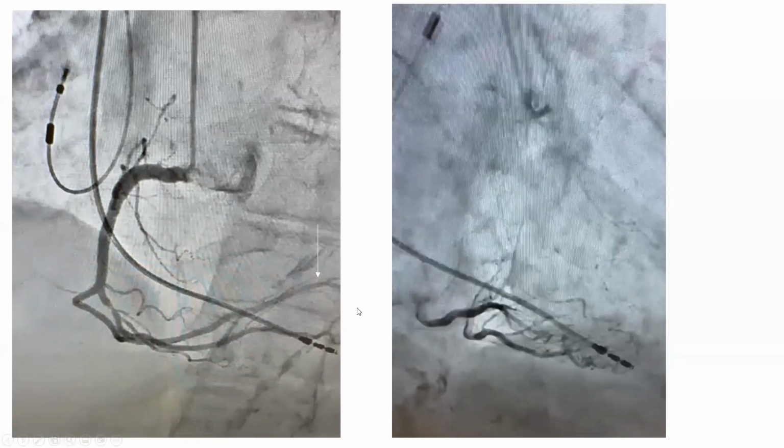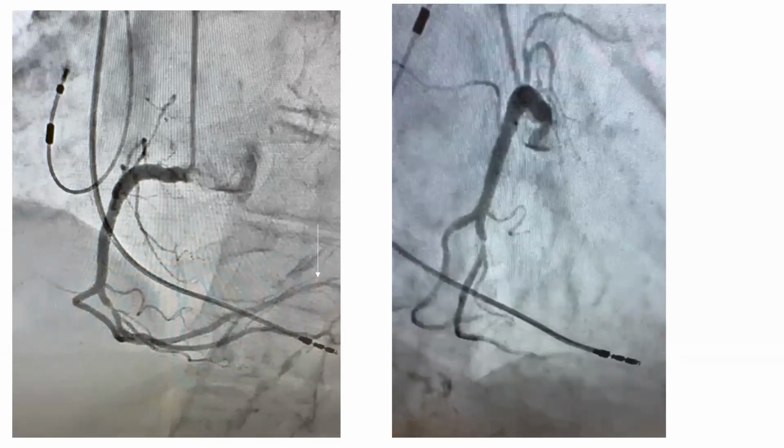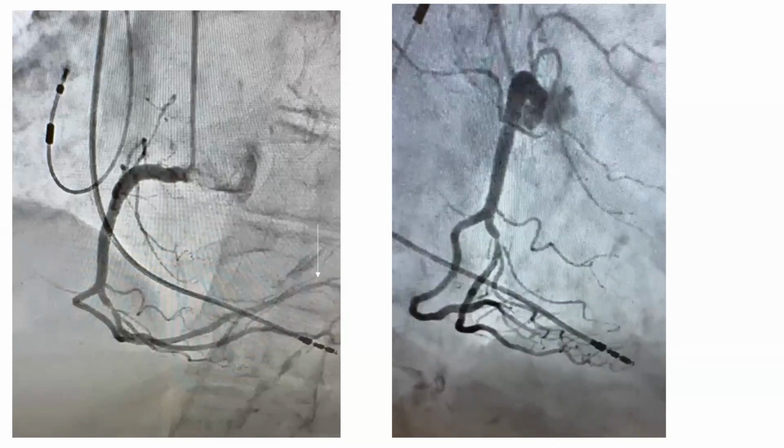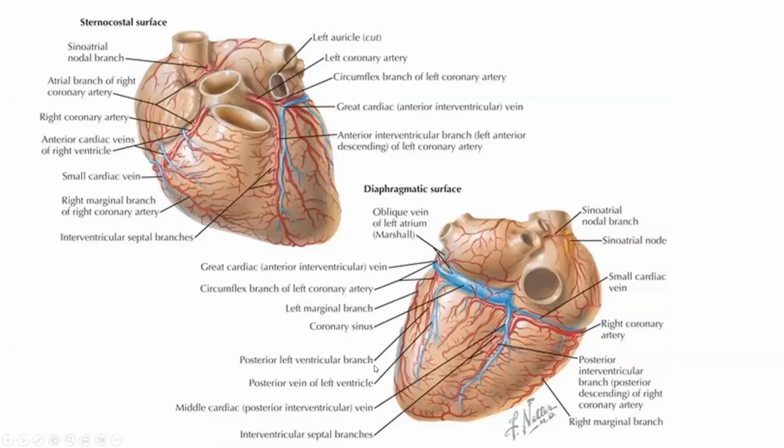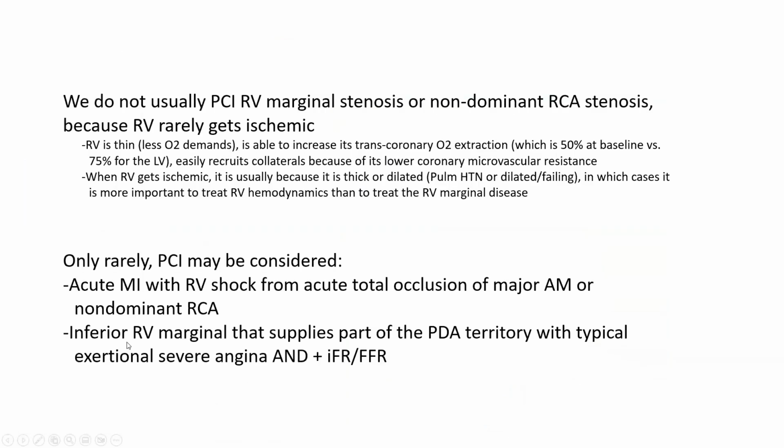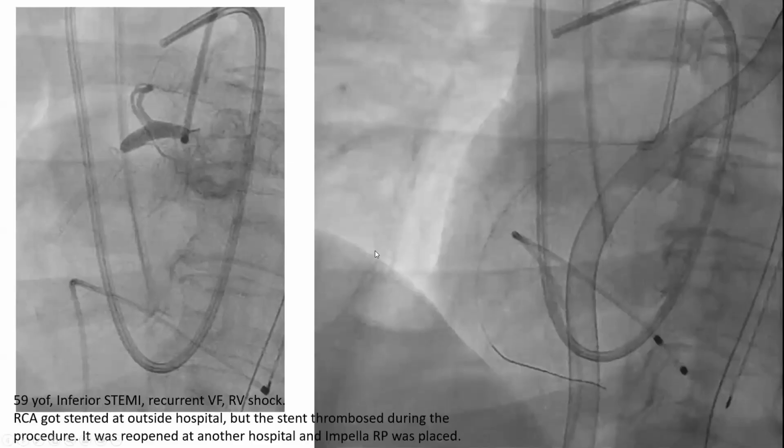If he's having RV shock, so he's having STEMI typically with RV shock. In this case, he might have even a little inferior STEMI. So yes, STEMI, or short of a STEMI, I would only fix it if you have what I showed, severe typical exertional angina that is otherwise unexplained by any other disease, and prove it is significant by IFR or FFR.